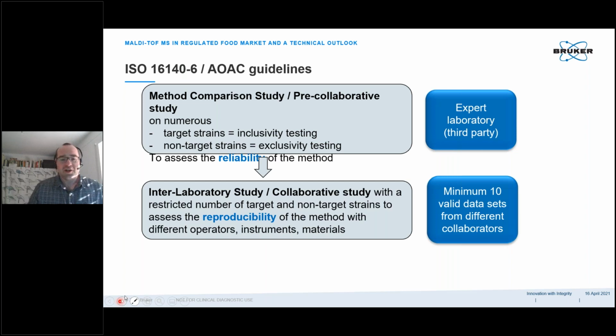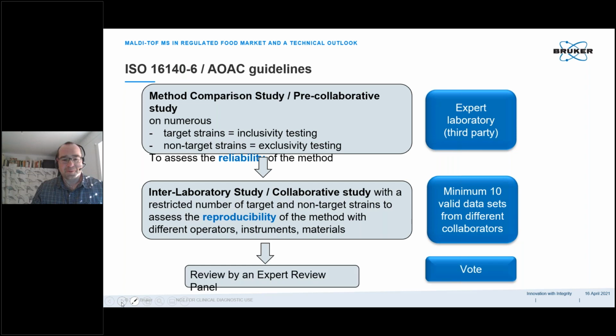The second part is an interlaboratory study or a collaborative study with a restricted number of target and non-target strains to assess the reproducibility of the method. And therefore, there must be included many different operators, different instruments, different materials, so that a minimum of at least 10 valid data sets is necessary. All these studies have to be summarized and provided to an expert panel, which reviews and finally takes a vote if these data are acceptable or not.